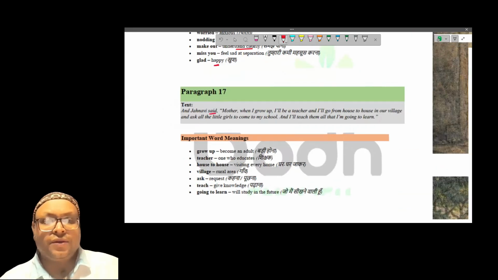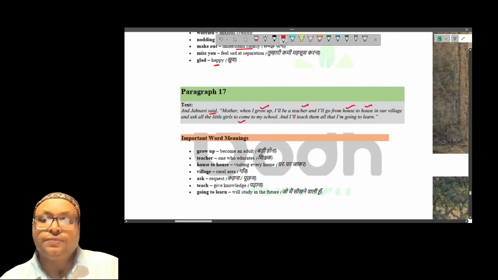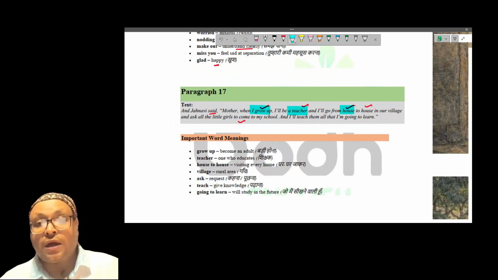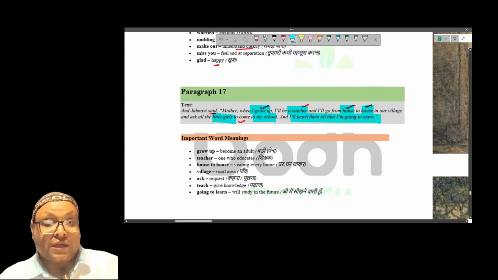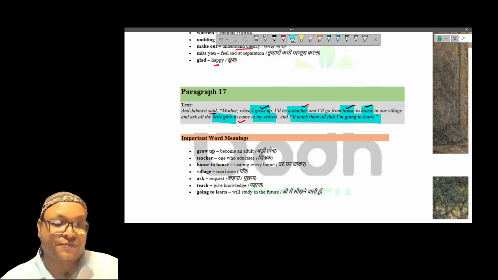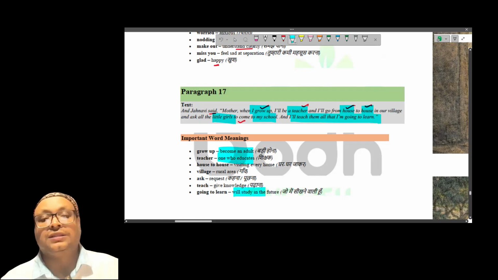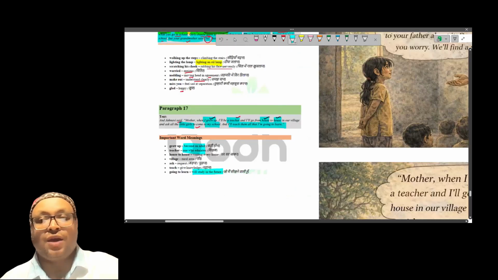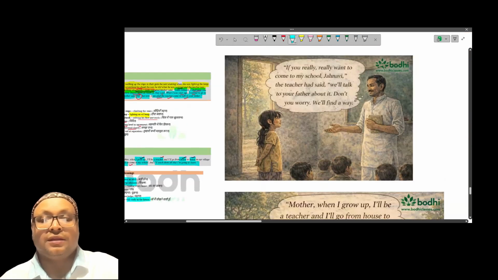Look at paragraph 17. Jahnavi said, "Mother, when I grow up, I'll be a teacher, and I'll go from house to house in our village and ask all the little girls to come to my school." She tells, I'll tell all the little girls to come to school and I'll teach them what I'm going to learn. Such a nice idea. She will be educated herself and she will also go on educating others. When she grows up, becomes an adult, she would become a teacher and she would also teach other girls. Such a nice idea.